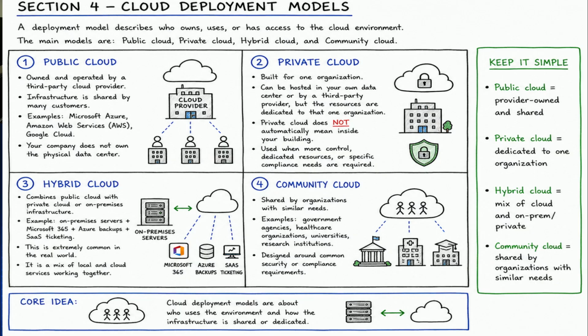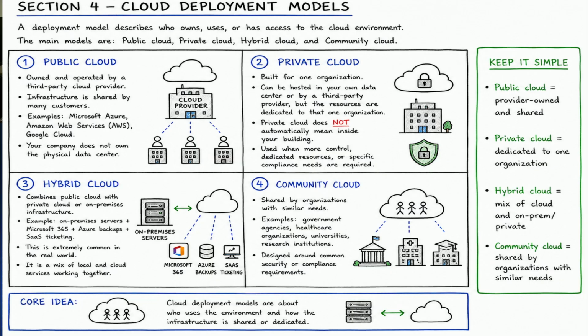A private cloud is built for one organization. That organization may host in its own data center or a third-party provider may host it, but the resources are dedicated to that one organization, and this part matters. Private cloud does not automatically mean inside of your building. It means the cloud environment is dedicated to one organization. A private cloud is often used when companies want more control, dedicated resources, or specific compliance requirements.